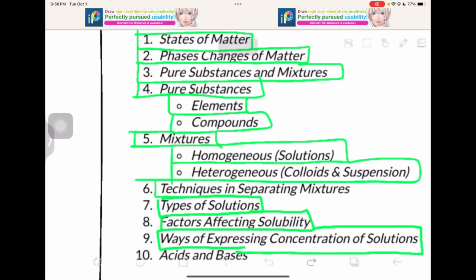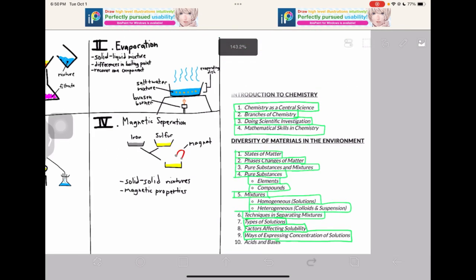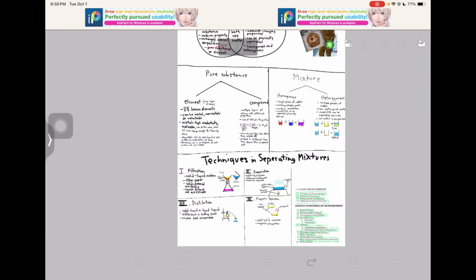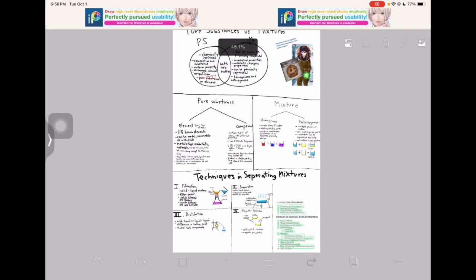However, there is one I haven't drawn here called chromatography. Unfortunately, I just don't know how to explain this really. It's pretty complex, but you can look it up. Chromatography.